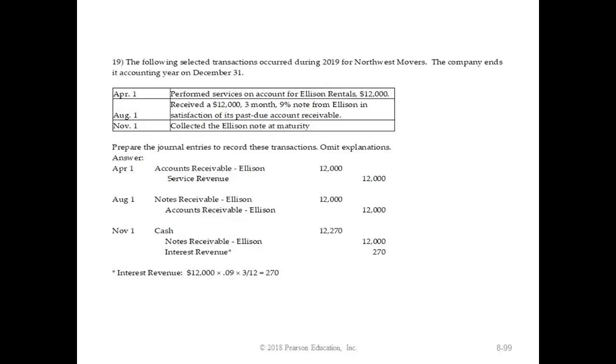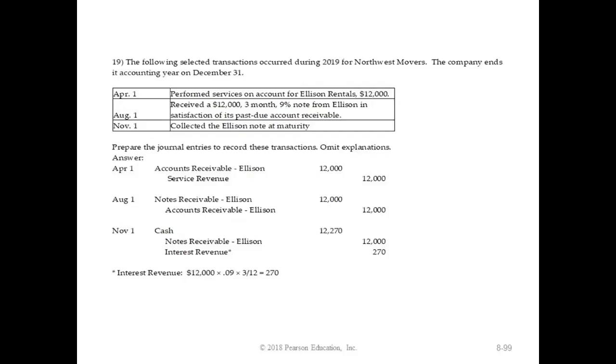Now, on August 1st, we received a $12,000 3-month 9% note from Ellison in satisfaction of its past due accounts receivable. So really what we're doing here is we're converting that AR into a notes receivable. And yes, this can be done. So anyway, I'm going to debit notes receivable for Ellison and credit accounts receivable for Ellison for $12,000.